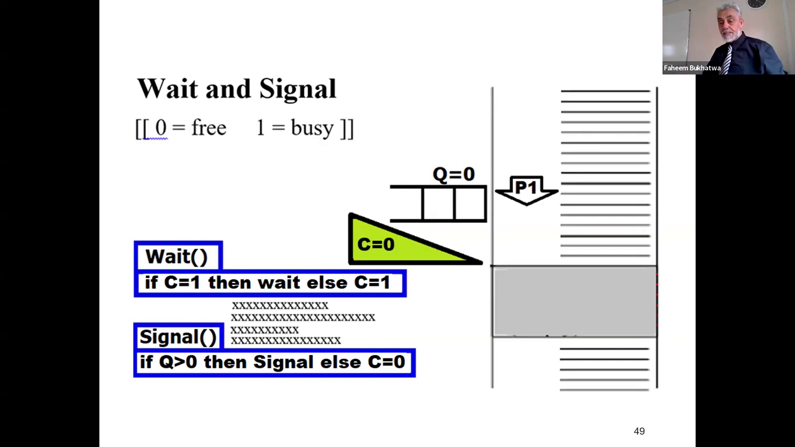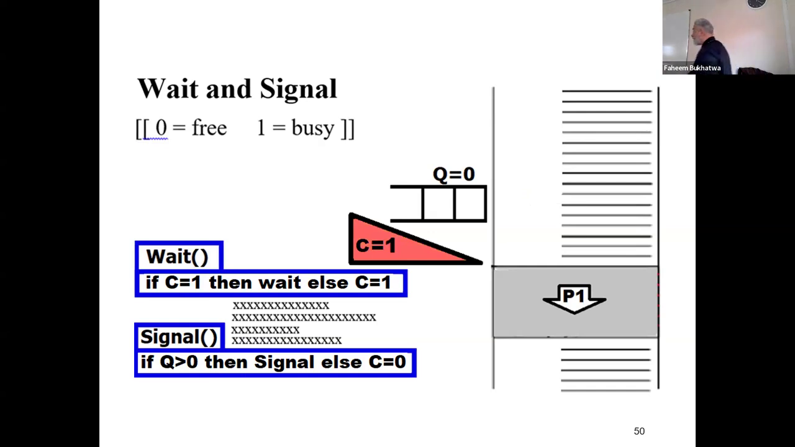The critical section is 0. That means there's no one there. Go in there and turn it to 1. That means now it's busy. So nobody else will be able to enter. It's like the toilet. There's a person in there, and outside the door it says busy, occupied. So any coming person, they have to wait.